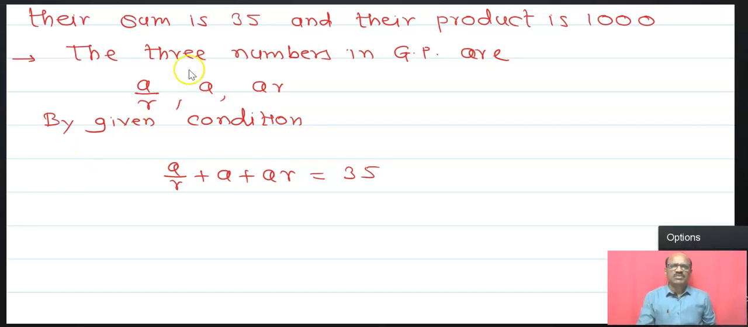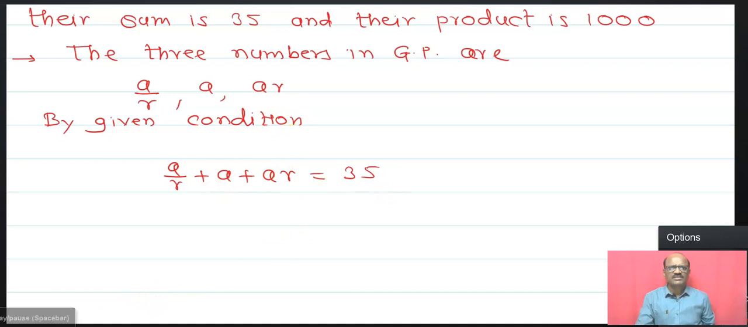That is the sum of all the terms, that is A upon R plus A plus AR equals 35. When the terms are in GP, the three numbers are of this type. We will always take A upon R, A and AR. Now, this is the first condition.